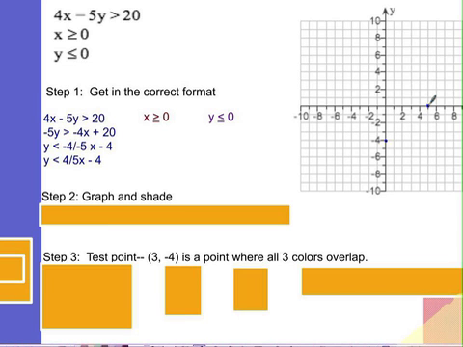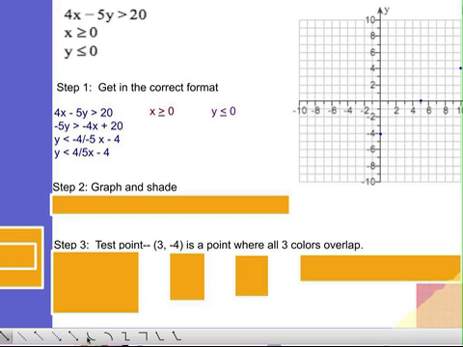Now I'm going to draw another dot to make sure. 1, 2, 3, 4 up, and 1, 2, 3, 4, 5 across. Then I'm going to draw my line. Again, using the same color.